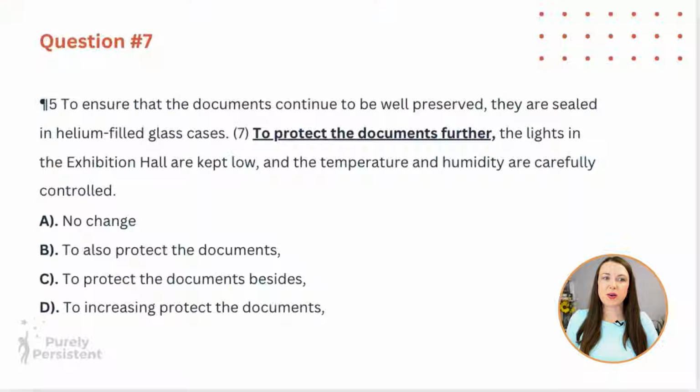Question 7. So this is paragraph 5. To ensure that the documents continue to be well preserved, they are sealed in helium-filled glass cases. To protect the documents further, the lights in the exhibition hall are kept low and the temperature and humidity are carefully controlled. Okay, so we're just really looking at that introduction to the second sentence.